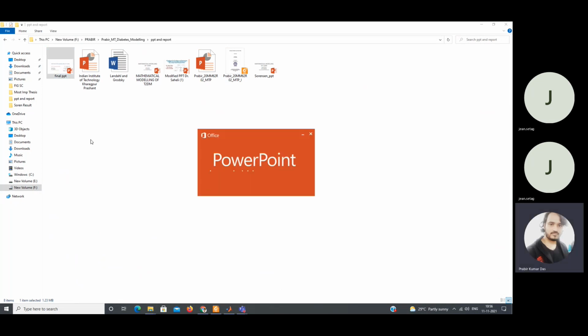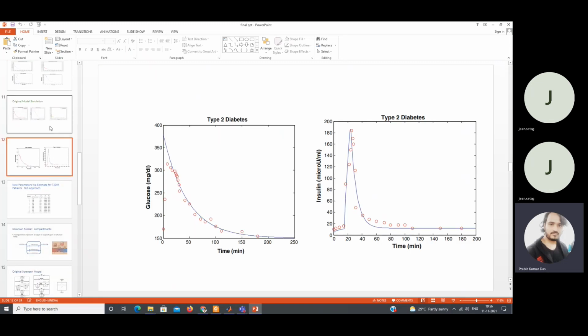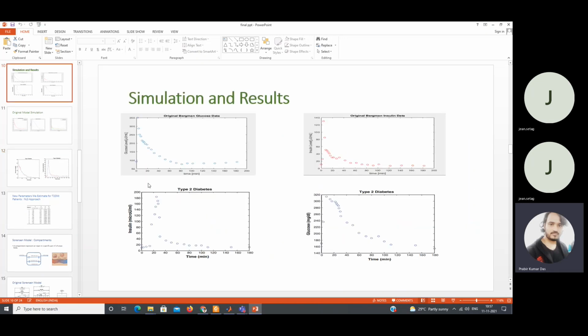So actually, just off topic, yesterday I presented my seminar topic. Here I am working on diabetes, type 2 diabetic. There you can see the data that we have collected. It is the raw data, and we make a mathematical model to analyze this. Is it visible? Yes, sir, it is visible. Okay.